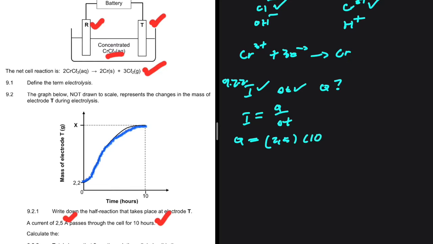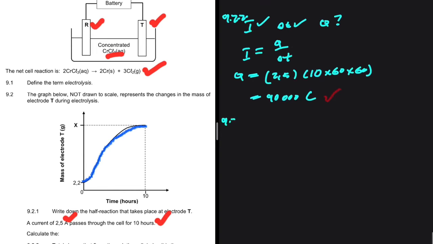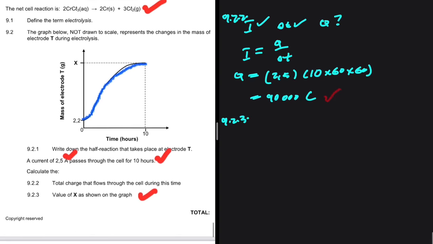But we know that our time is supposed to be in seconds. So we're going to have 10 hours multiplied by 60 minutes multiplied by 60 seconds. If you put that in your calculator, you're going to get 90,000 coulombs. This is the amount of charge that flows through the cell during this time. 9.2.2. The question you've been waiting for, 9.2.3.